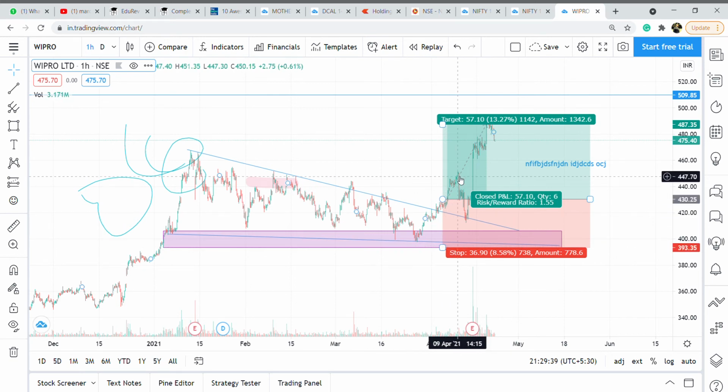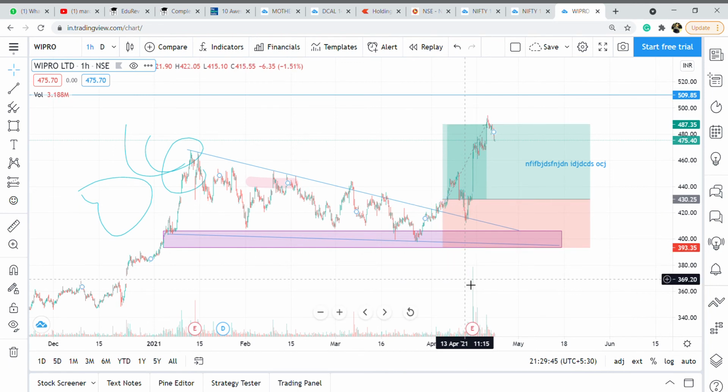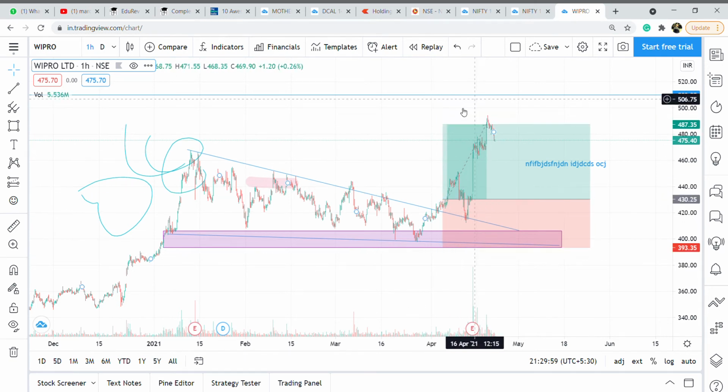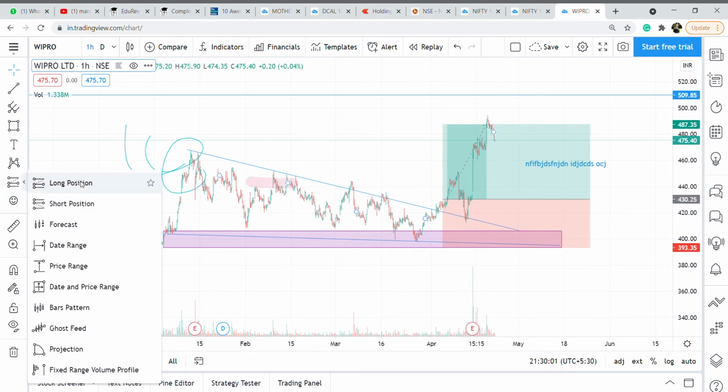Let's say this pattern is going to fail when it just breaks down instead of going up. So when it is going opposite and the pattern is not working, I'll just close my trade. When it is going well, I'll just keep my profit running. And to identify my target and stop loss, this particular long position tool can be used. The same goes for the short position.